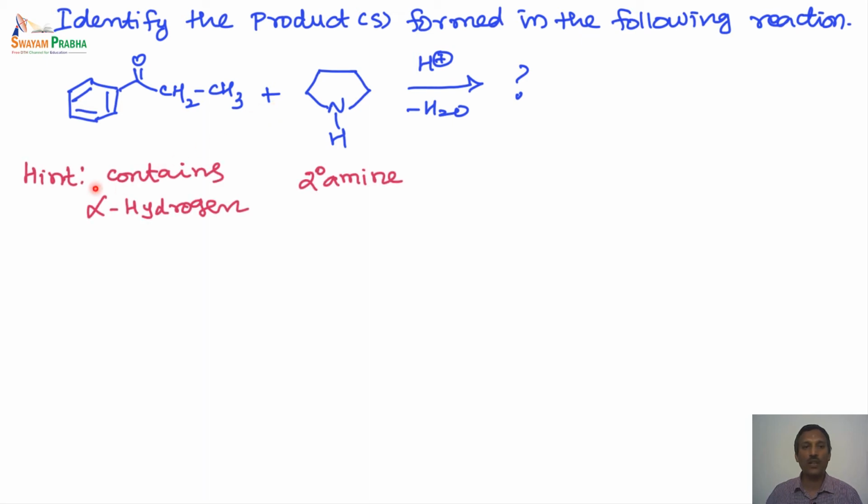So the hint given is this compound contains alpha hydrogen. So there is an alpha hydrogen present in this one, and this is a secondary amine. So when a carbonyl compound with alpha hydrogen is present and the secondary amine is treated together, we end up with an enamine. So this is the one you have to remember. So how the reaction actually proceeds, we will see step by step mechanism.